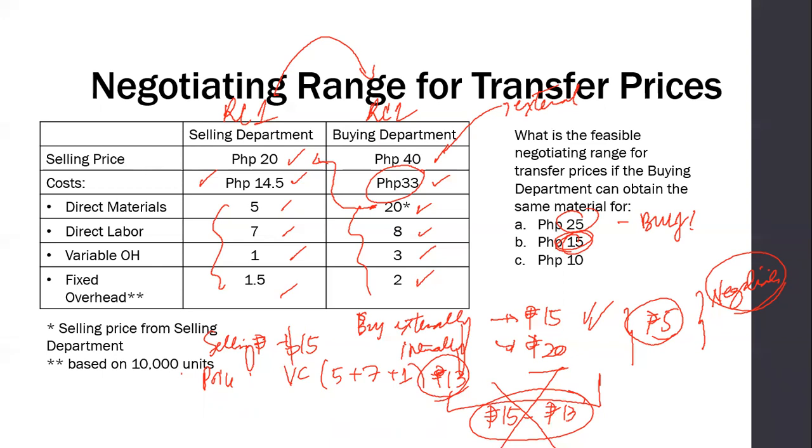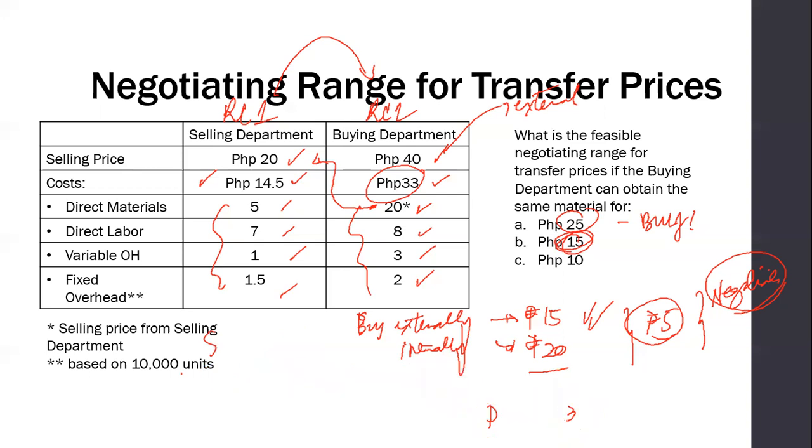Now, the third scenario is what if the selling price is 10, no deal, right? Because the selling department, ang kanyang minimum price is 13, which is equal to the variable cost. Eh kung the buying department can obtain the same product at 10, wala silang negotiation range. So that's how the transfer pricing should be implemented.